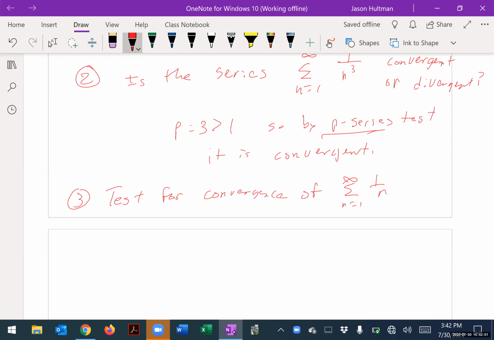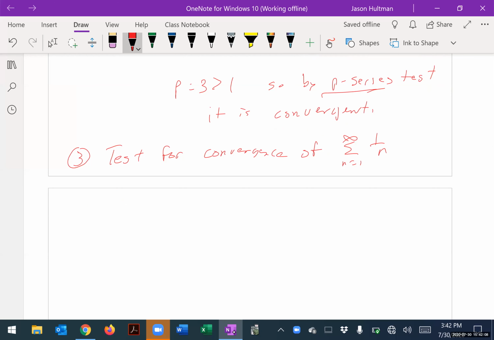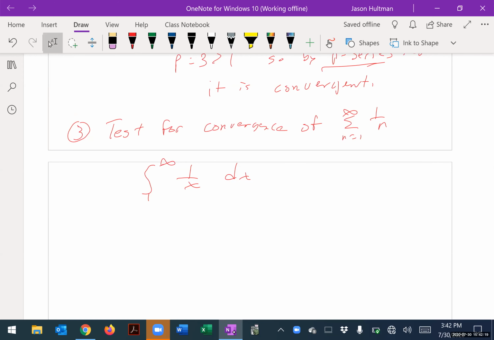Okay, and we're going to say, hey, well, we already know what this is. This thing diverges. But let's do an integral test on this one real quick. So the integral from 1 to infinity of 1 over x dx. Let's see, is this thing going to converge or diverge? Well, what's the integral of 1 over x?